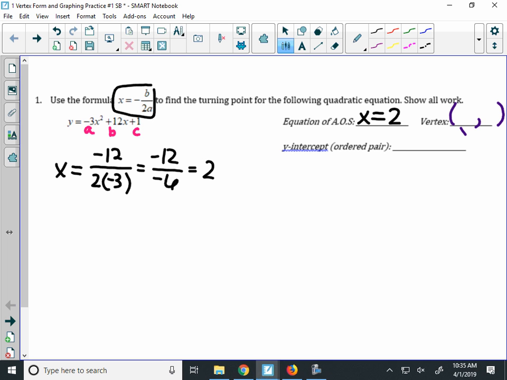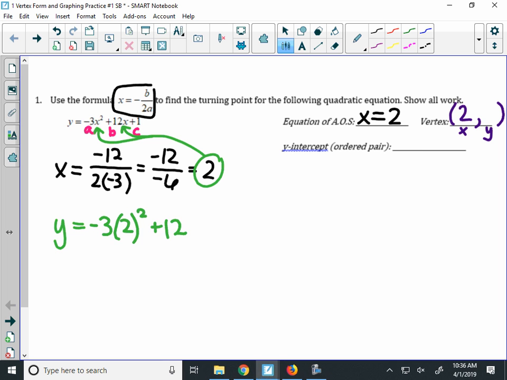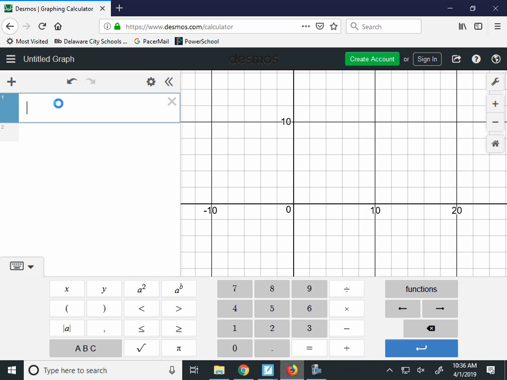The vertex is an ordered pair. Right? In my ordered pair, you have an x and a y value. Well, the x value is the 2 from the equation of the axis of symmetry. The y value happens when you take this x and plug it back into the x in the equation. So you'd have negative 3 times 2 squared plus 12 times 2 plus 1. Well, let's type that in Desmos and find the value here.